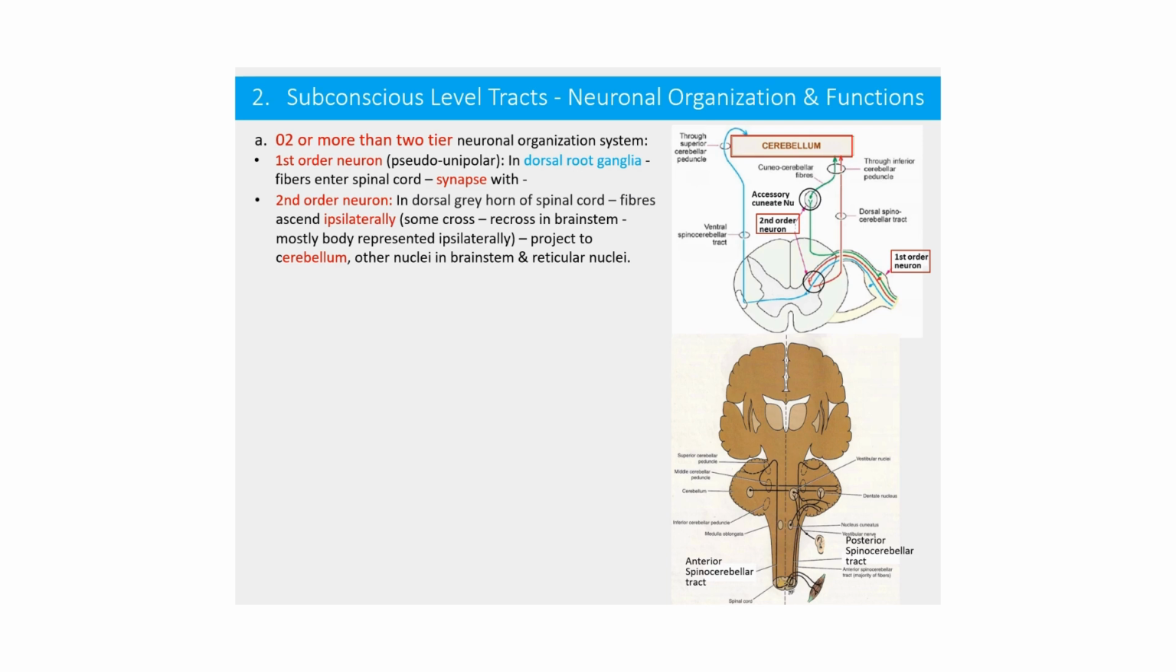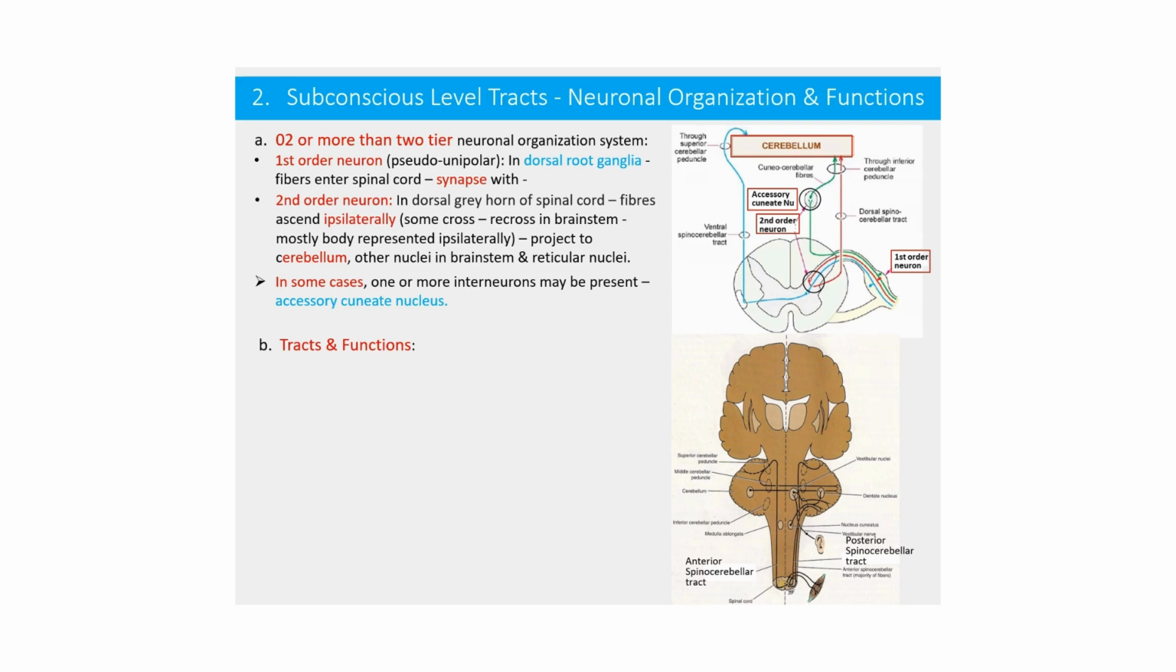Fibers ascend ipsilaterally. Some of the fibers cross and recross and ultimately become ipsilateral. These fibers project to the cerebellum and other nuclei in the brainstem, including reticular nuclei. In some cases, one or more interneurons may be present in these pathways, and an example is the accessory cuneate nucleus.